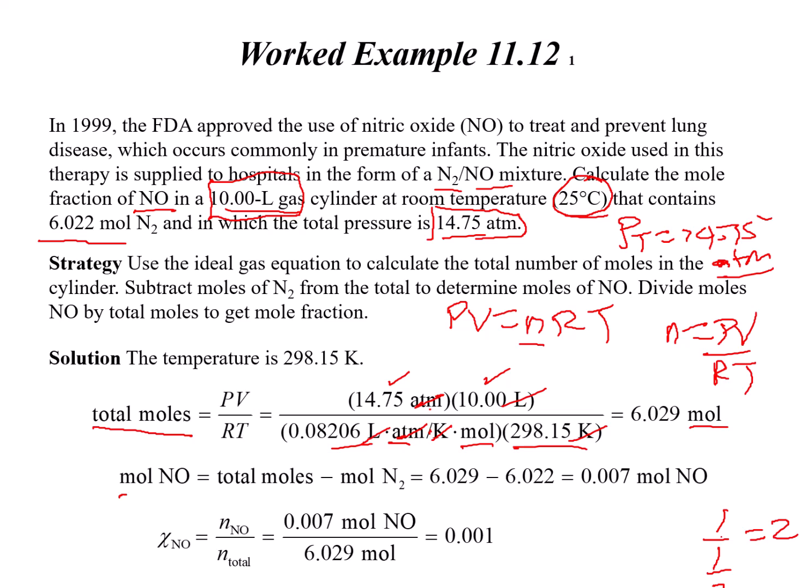So the moles of nitric oxide is equal to the total moles minus the moles of the nitrogen gas. Well, the total moles we just calculated because we based that on the total pressure here.